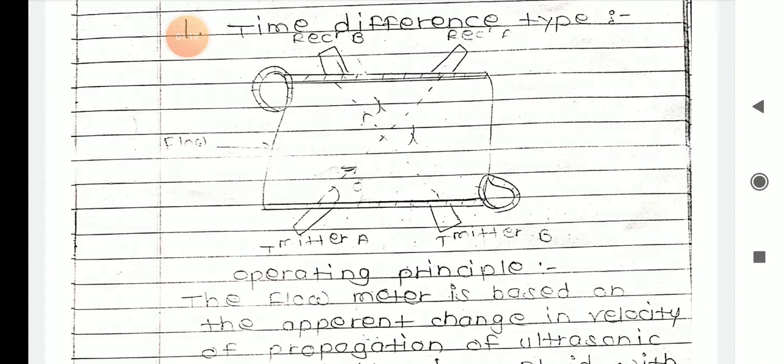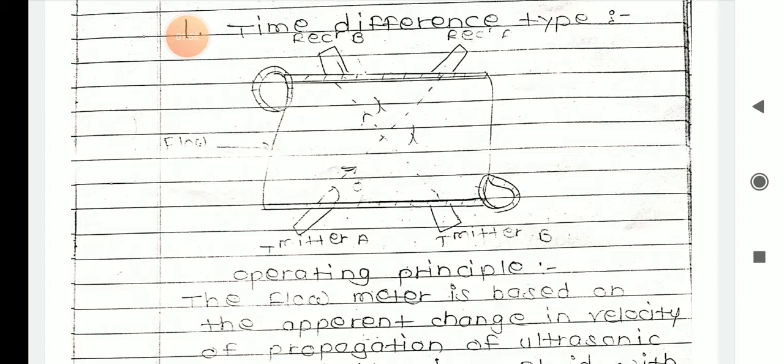The flow meter is based on the apparent change in velocity of the propagation of ultrasonic wave pulses in a fluid with change in velocity of the fluid flow. So at the input side you have some flow, and inside you have some particles or fluids or bubbles. So it will change that velocity. Once you apply the velocity of the flow, it changes the direction of those particles.